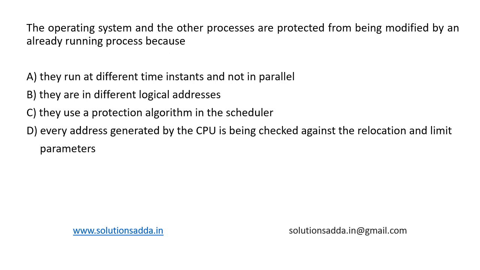This is a previous ISRO question. The operating system and other processes are protected from being modified by an already running process because, option A, they run at different time instances and not in parallel. False. Option B, they are in different logical addresses. This is also false. Option C, they use a protection algorithm in the scheduler. This is also false. Option D, every address generated by the CPU is being checked against the relocation and limit parameters. Yes, this option is correct.